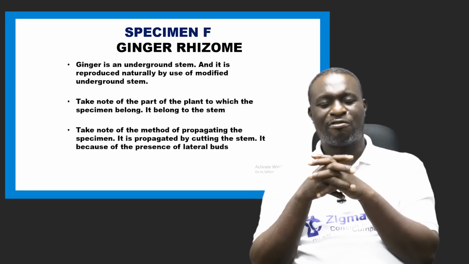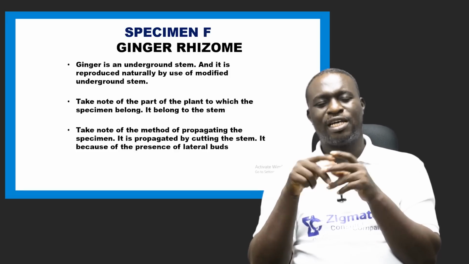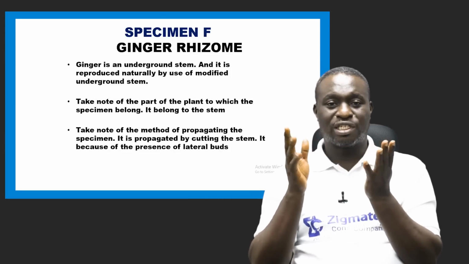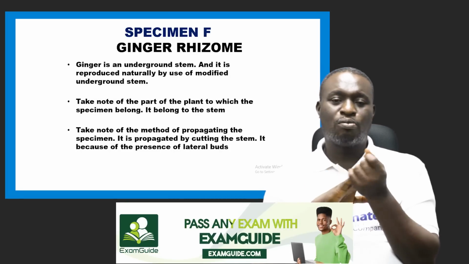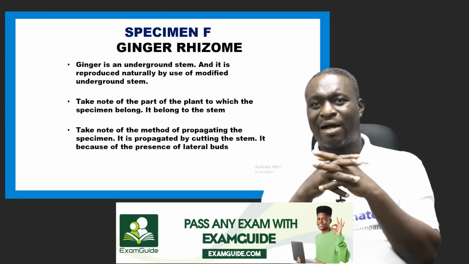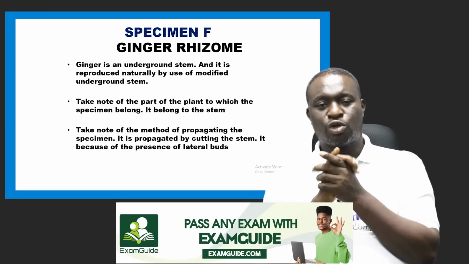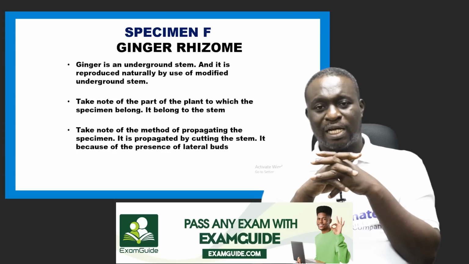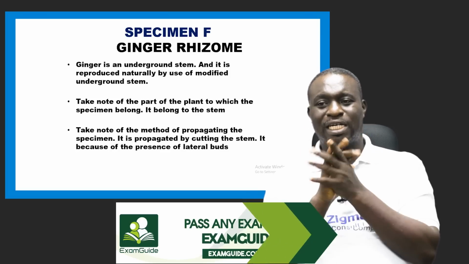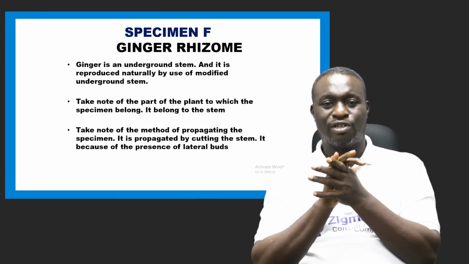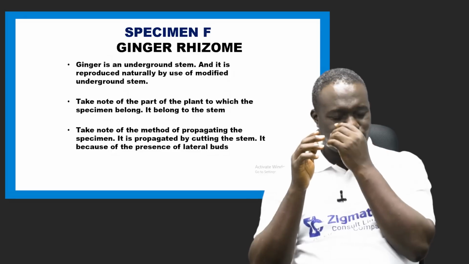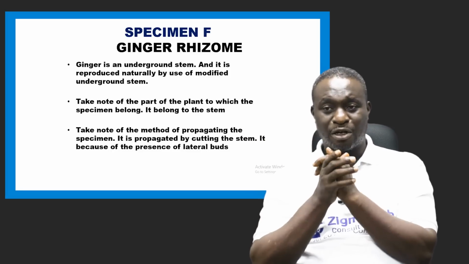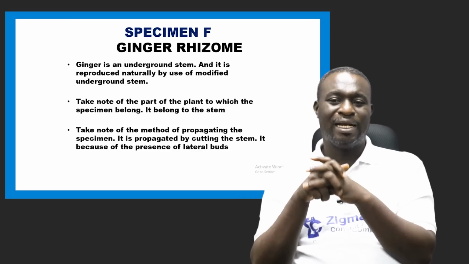That's where the ginger falls in, and ginger is referred to as a rhizome. We have the suckers, which is the banana. We have the corm, which is the cocoyam. We have so many of them, the bulb, which is the onion, and so on. These are all under use of modified underground stem. We also have the use of fleshy leaves. An example is the bryophyllum, which we'll be discussing much later.